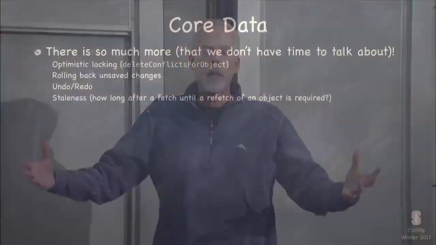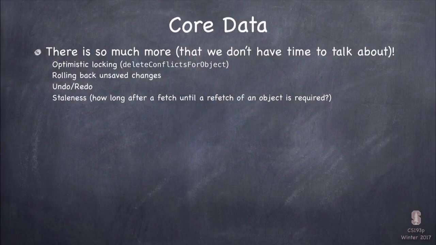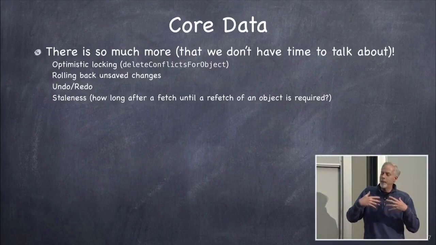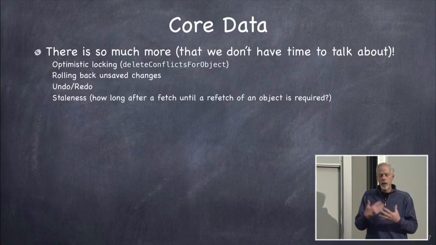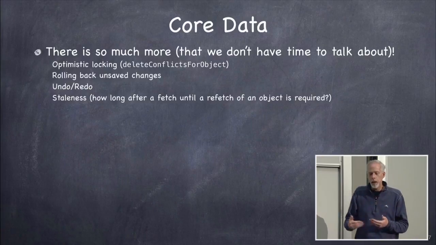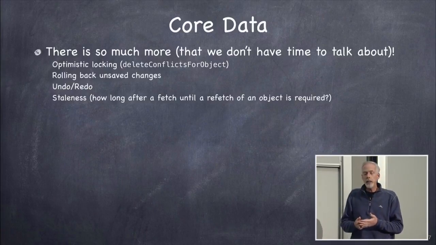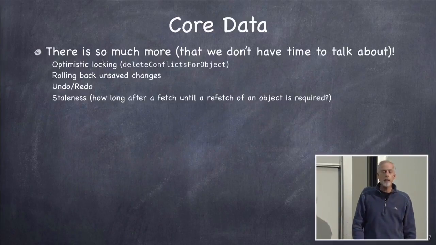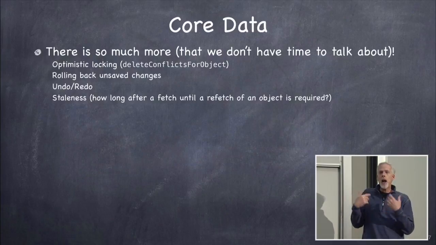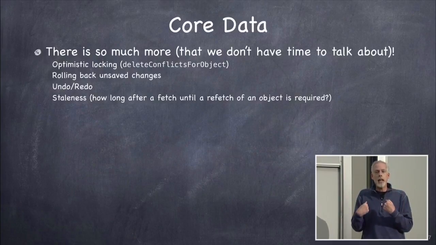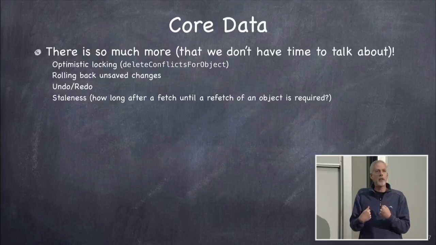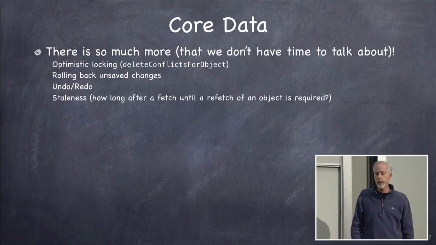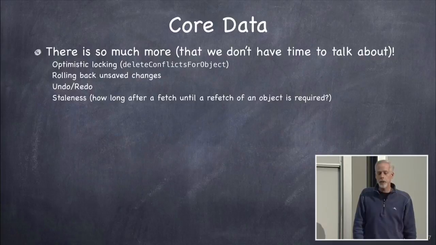Core data is huge. It's huge. I can't cover it all. It's got optimistic locking, for those of you who know about databases, and all that database stuff. It has full undo redo, which is incredible. It obviously knows how to roll back unsaved changes. If you have changes in memory and you want to roll some of them back, you can do that before you save. It knows about staleness, like if I make a fetch, how long before I really want to fetch it again because I don't trust that the data hasn't changed? How long does it take for the data to get stale? And a lot of other things in core data.